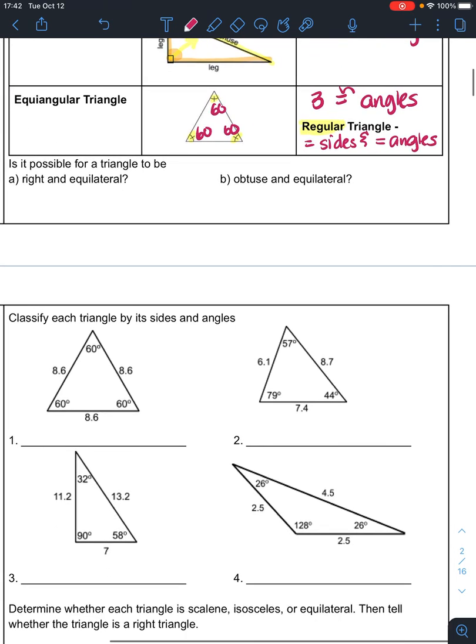So the question is, is it possible for a triangle to be right and equilateral? Can it have a right angle and have three sides that are congruent? No, because to be equilateral, it has to be equiangular. Okay, so equilateral means equiangular.